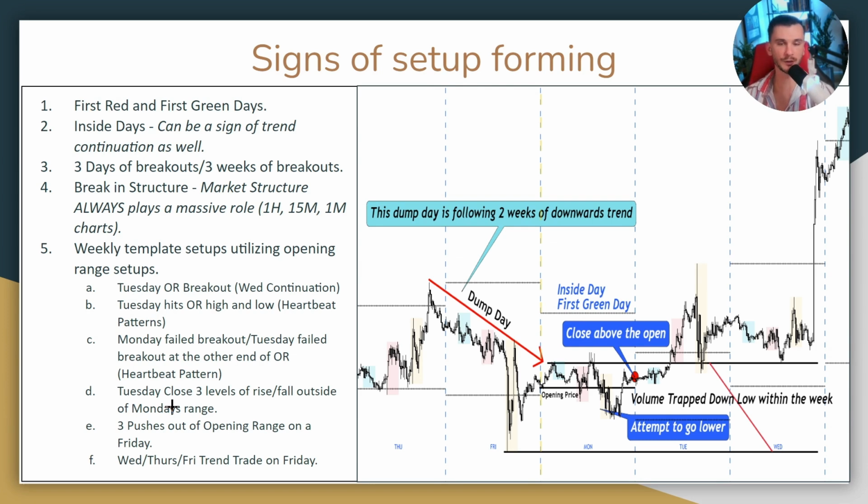You don't necessarily want to just look for 3 pushes outside of the opening range on the first week that they've started going in one direction. You're going to want to look for this after 2 to 3 weeks of directional movement. And then you also have Wednesday, Thursday, Friday trend trades on that Friday.